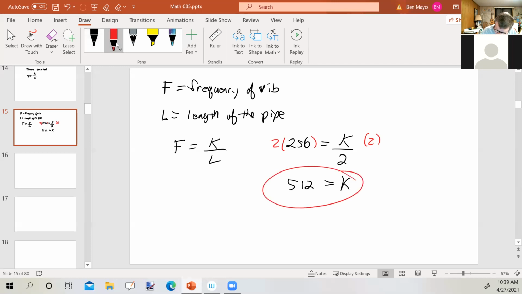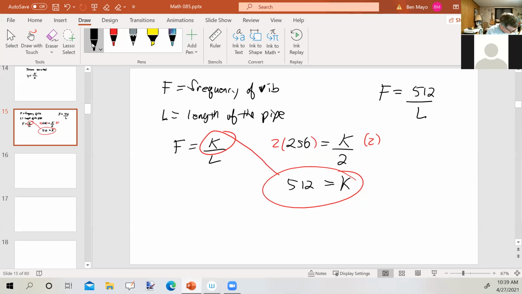Now that information is going to go over into our general equation to give us a specific equation for this particular case. So we get F equals 512 divided by L.